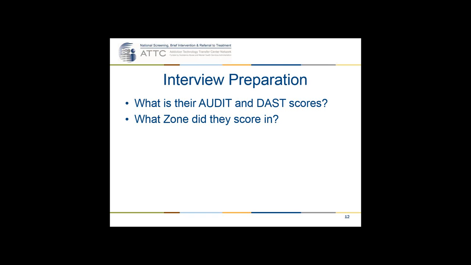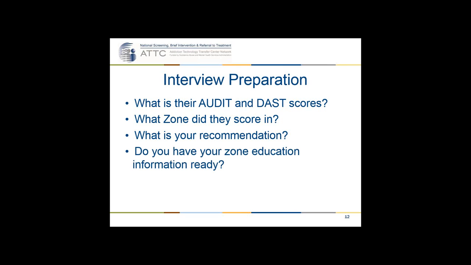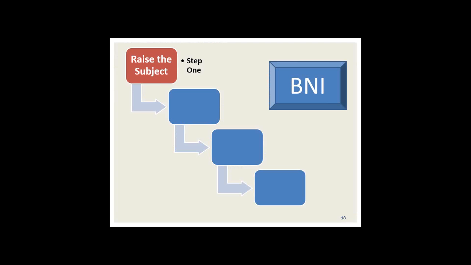So what zone do they score in? What is your recommendation for the person? And making sure that you have the zone education information ready at the beginning. So first, let's talk about step number one, which is raising the subject. Basically, what I'm going to do is walk you through the components on the brief intervention observation sheet. We'll listen to a segment of an actual interview with a standardized patient, and as you're listening, just say, okay, did I hear this person actually deliver these components?